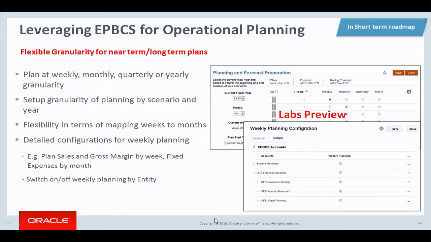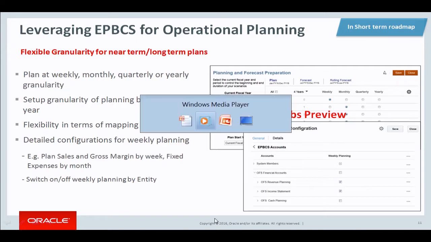Not only that, the other capability which our product managers wanted and our customers wanted was that I should be able to plan some accounts weekly, and some other accounts I should be able to plan monthly. So for example, I may want to plan revenue weekly, expenses monthly. And I should be able to turn on and off this functionality for different entities. All these capabilities, okay? So let me quickly show a demo of this.